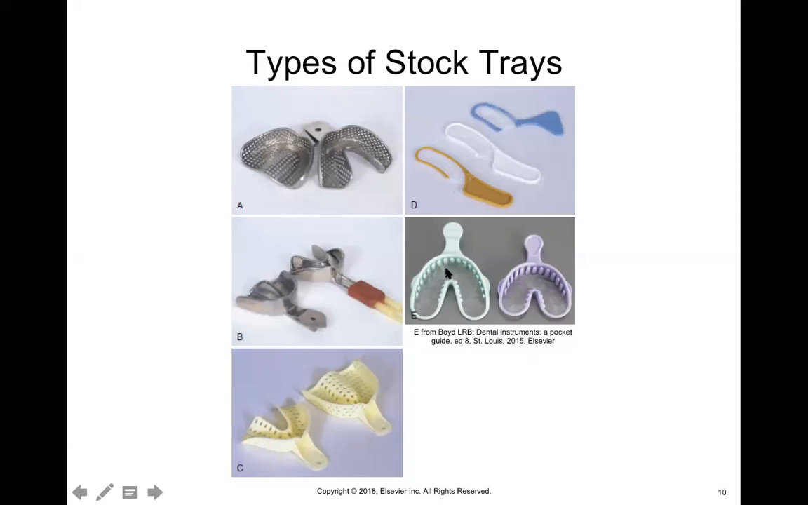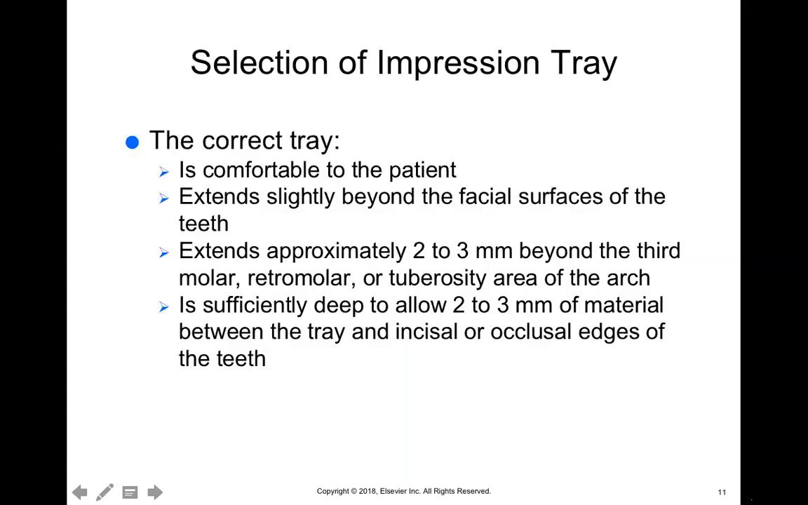When you take an impression with D or E, you are able to see both maxillary and mandibular teeth together in one impression. That's why it has this little mesh. You would put material on the top of the tray and also the bottom of the tray. And when you remove it out of the patient's mouth, you'll see both arches in the same impression. So you've got to pick the right tray.